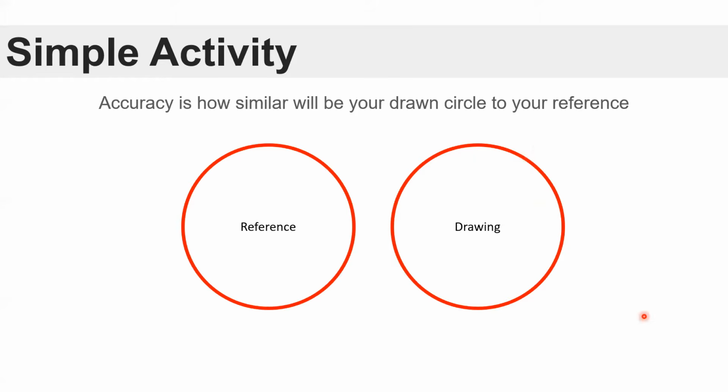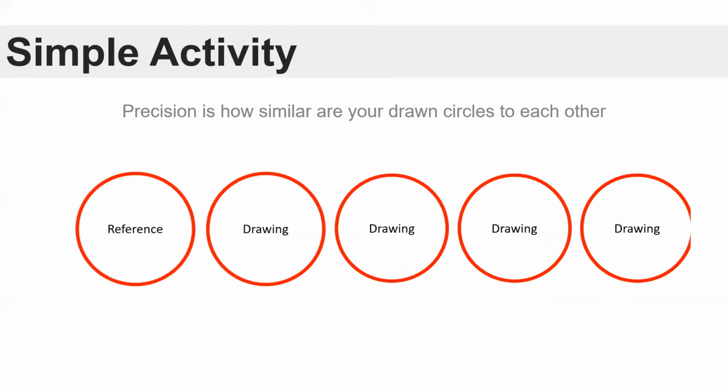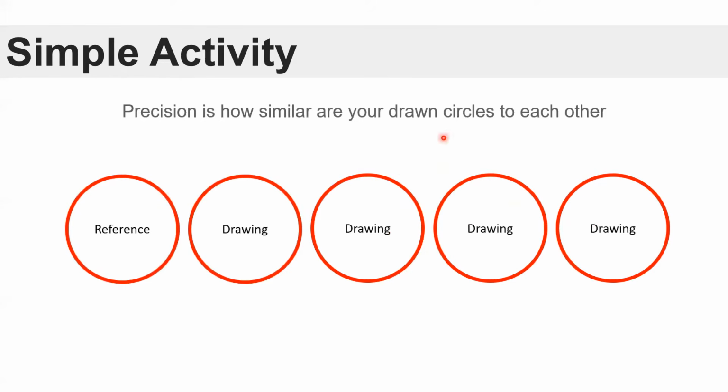While precision is how similar your drawn circles are to each other. If we have here our reference, and for example these are your 4 drawings, with or without respect to your reference circle, we can measure the precision of your drawing. So precision is how similar your drawn circles are to each other with or without due respect to the reference, because measurements can be precise but inaccurate. Right? Your measurements can be precise, but far from your reference.